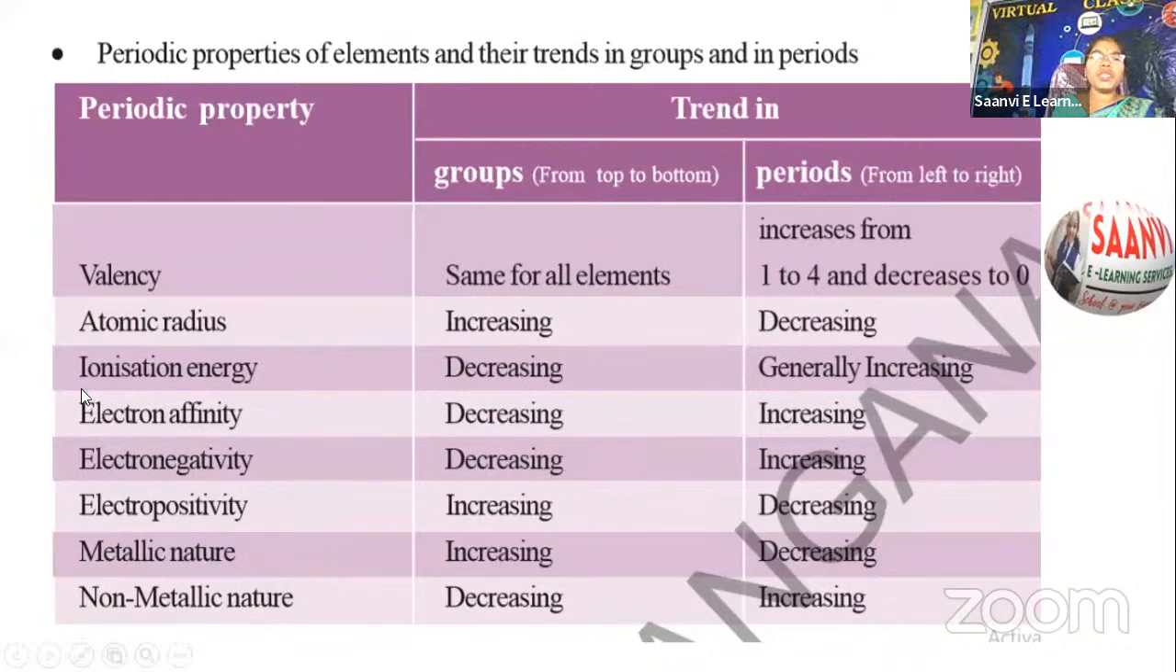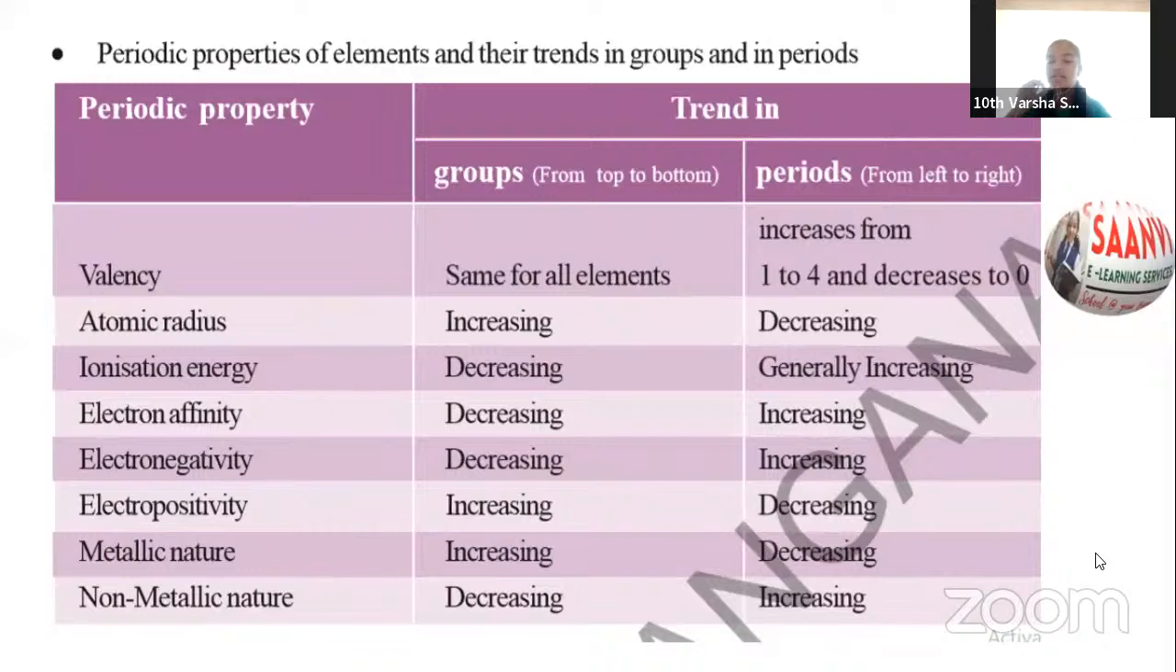Next, coming to electron affinity. Can anyone say what is electron affinity? Varsha Shibi, yes, good. The amount of energy released when an electron is added to the outermost shell of an isolated gaseous atom is known as electron affinity.